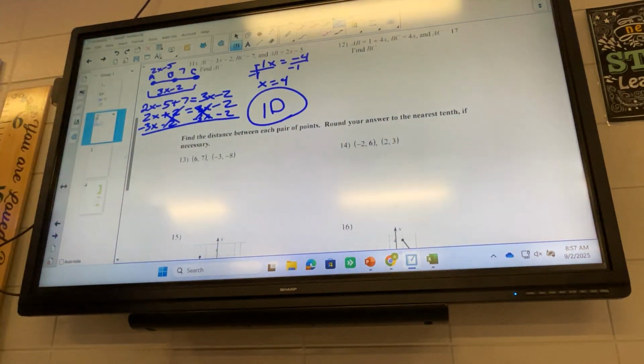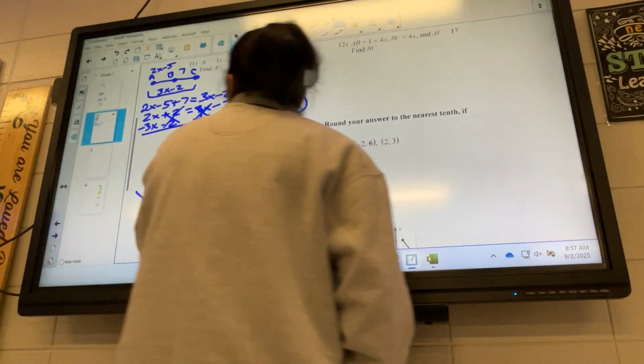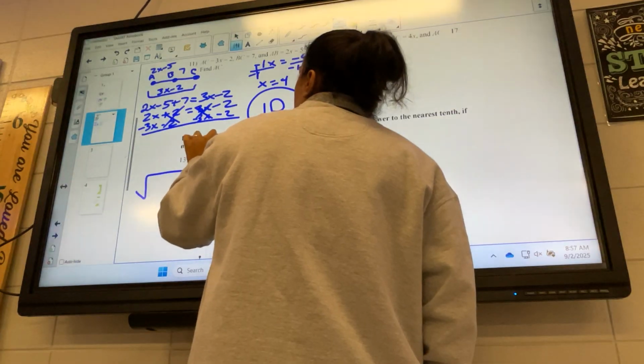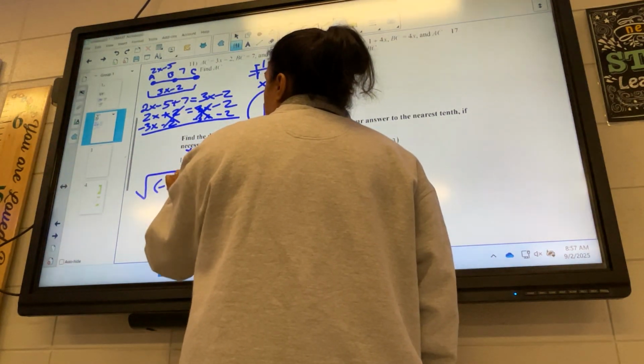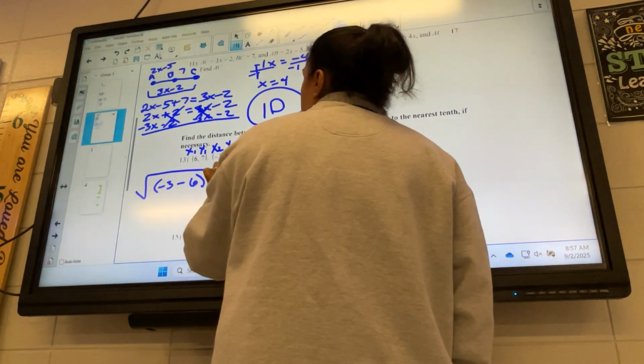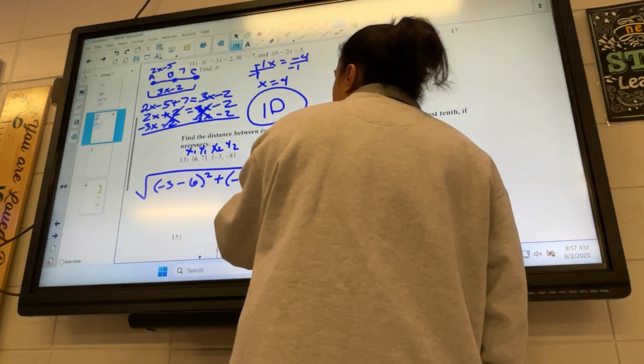Okay, 13, we're not gonna write all the stuff on our paper, but I will write it up here so you have it, to do your sheet for today. The distance formula is the one that looks like this. X2 minus x1 squared plus y2 minus y1 squared. So we can go ahead and say, I'm gonna label, it's gonna be -3 minus 6 squared plus -8 minus 7 squared.